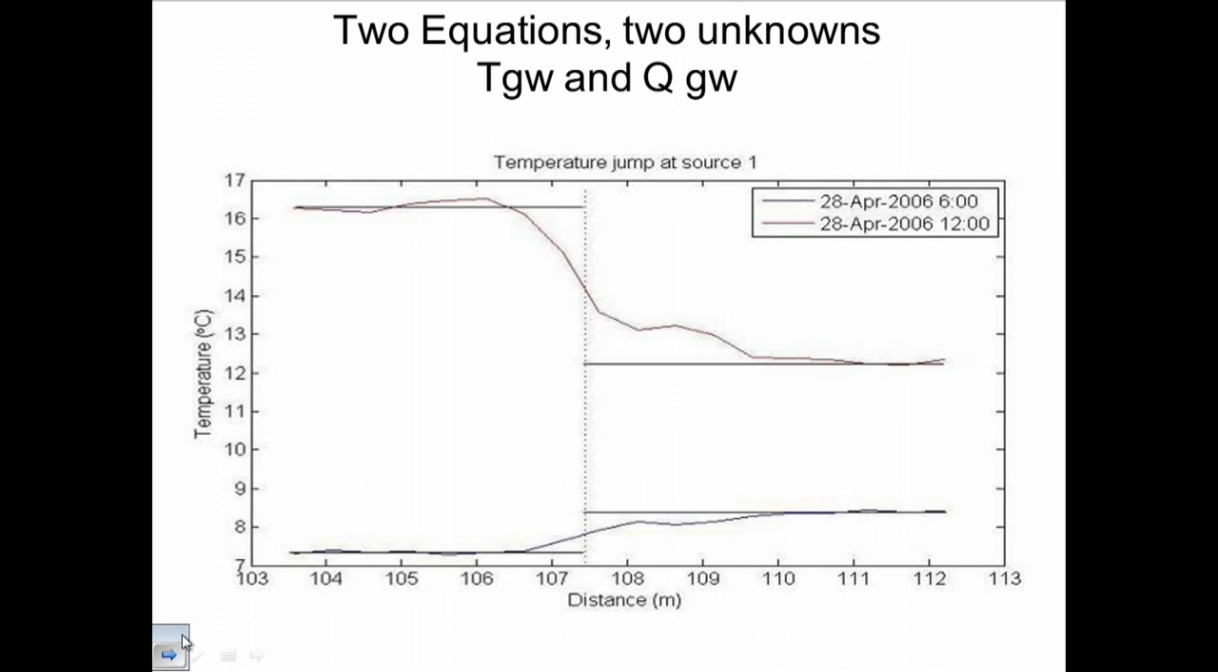What it gives us is a temperature in space. So here we have the upper trace, which is during the day. The upstream is towards me, the downstream is away, and it starts off at 16 degrees, and then boom, it goes down to about 12 degrees at meter mark 107.5. What caused that? Well, it was a groundwater upwelling. Cold water came in and cooled the river down.